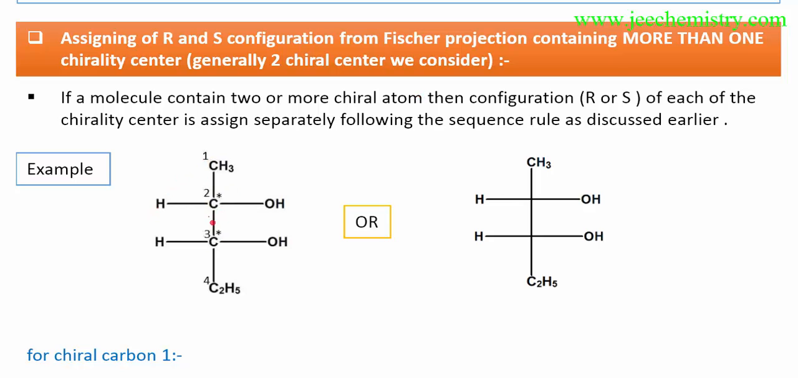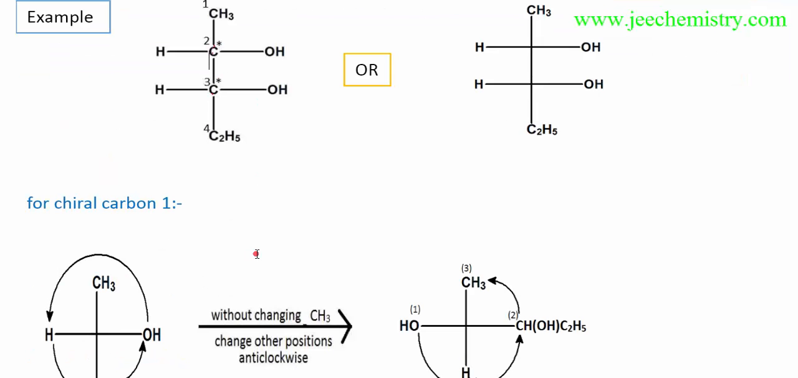Now if more than one chiral center is there in a compound, how do we assign RS nomenclature? This has 2 chiral centers, and both can be R or S configuration. Then how do we assign these R and S configurations? This can be written like this as a straight chain, with the 1, 2, 3 numbering shown and a star marking each chiral center, because 4 different groups are attached. Now how do we do the RS configuration?